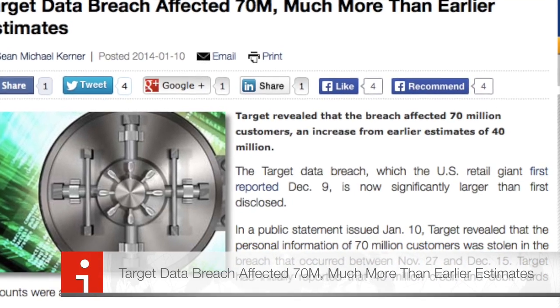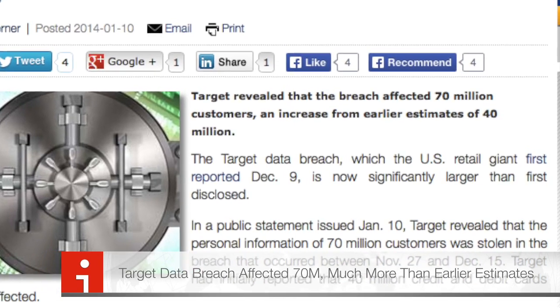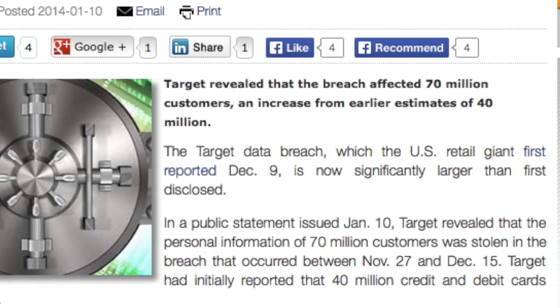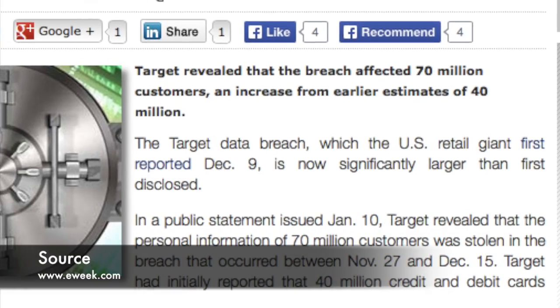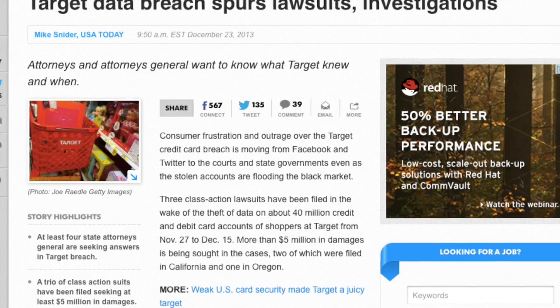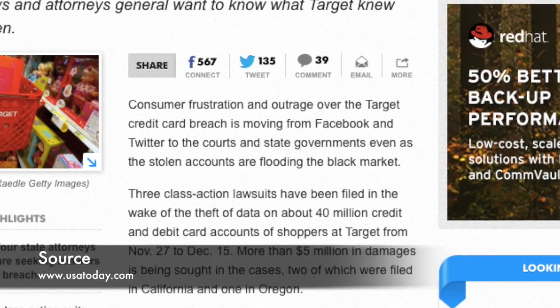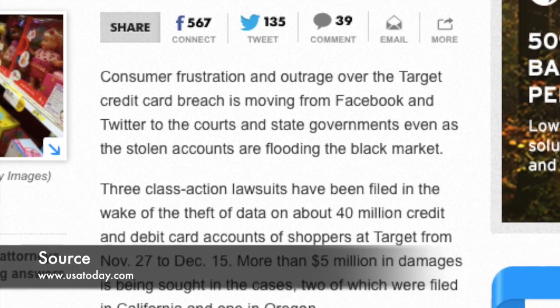The Target data breach, which the US retail giant first reported December 9th, is now significantly larger than first disclosed. In a public statement issued January 10th, Target revealed that the personal information of 70 million customers was stolen in the breach that occurred between November 27 and December 15.